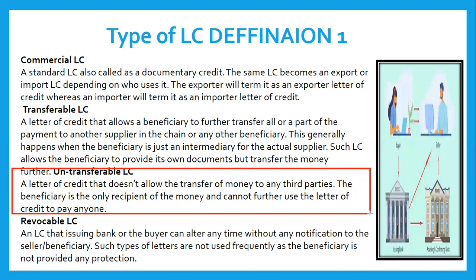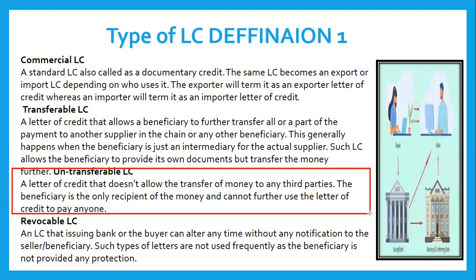For example, we are going to export some goods, and we have no surety of payment from the buyer. In this case, we say to our buyer, please open a letter of credit in favor of us. This is a mutual understanding between the buyer and seller about what kind of letter of credit needs to be opened. Definitely the supplier is providing goods to the buyer, so in this case the letter of credit is opened in favor of the supplier only.